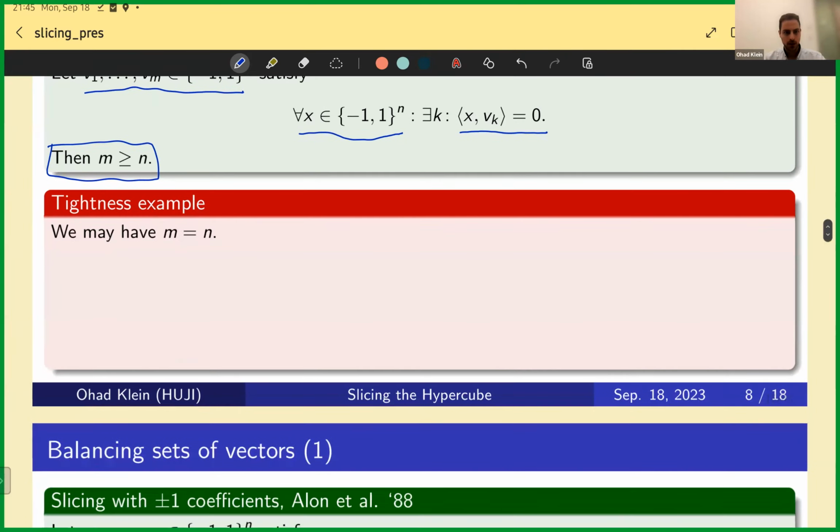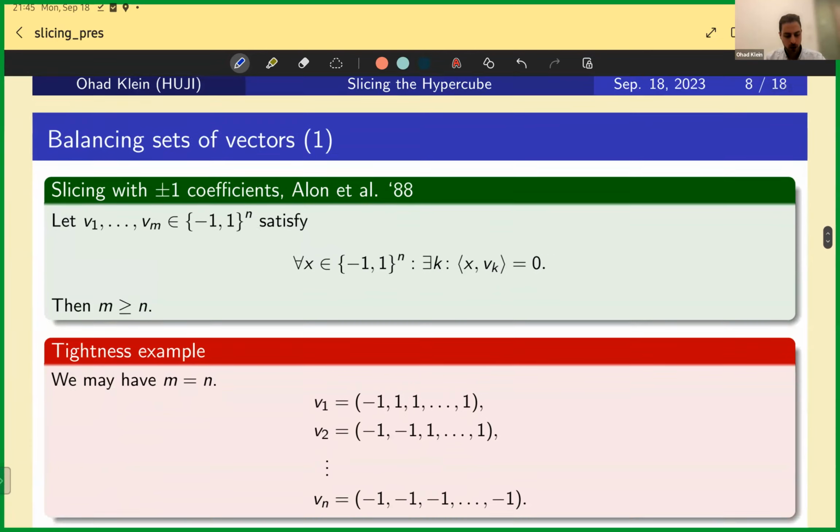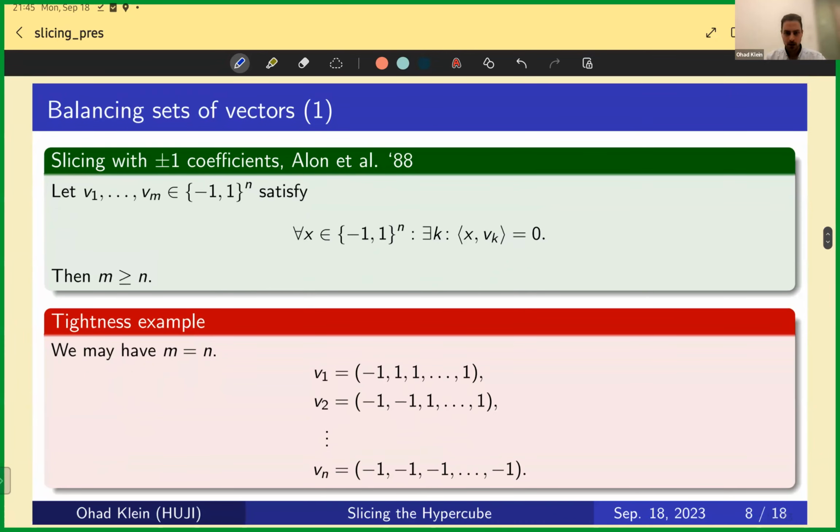So one example for vectors v1 up to vm is the following. We start with v1, which is the all ones vector, except for one entry, which is -1. Then v2 has two entries, which are -1. And we go all the way until vn is the all -1 vector. So we claim that for every x, there is some vector vk, so that x times vk equals 0.